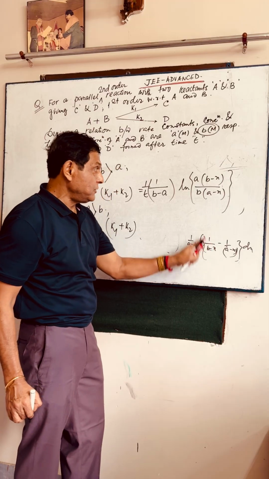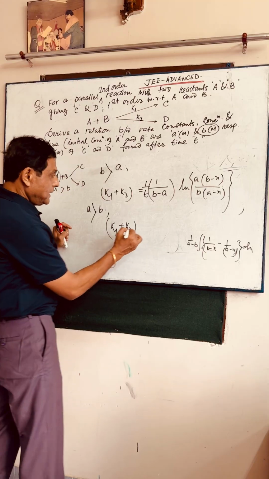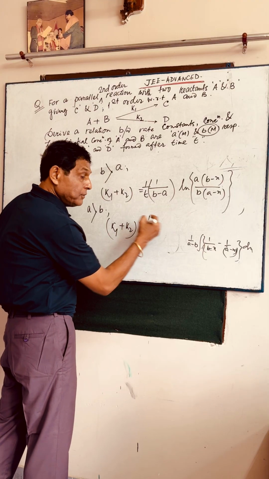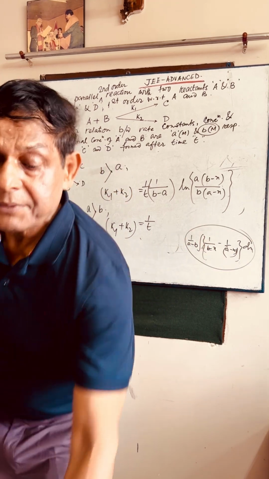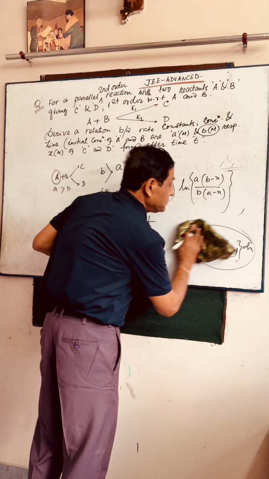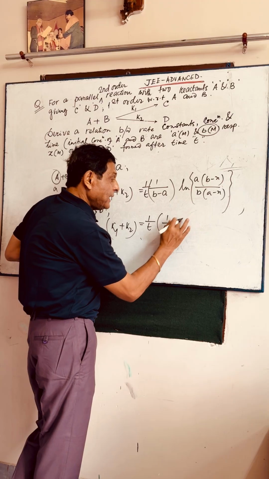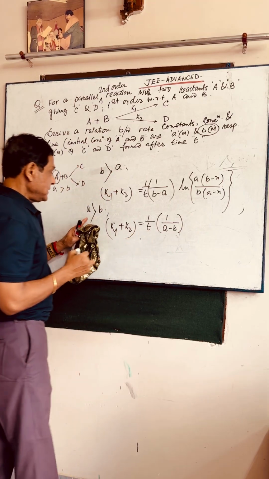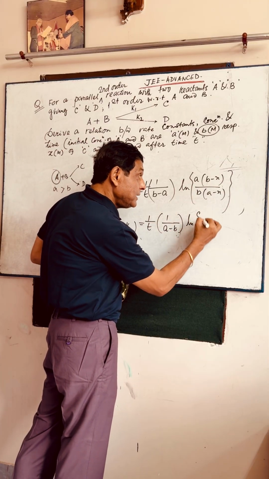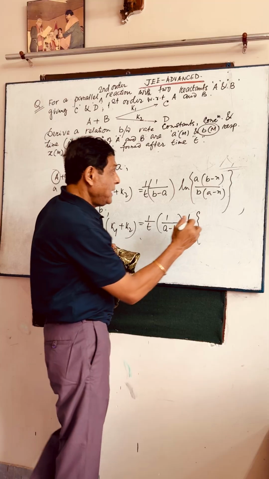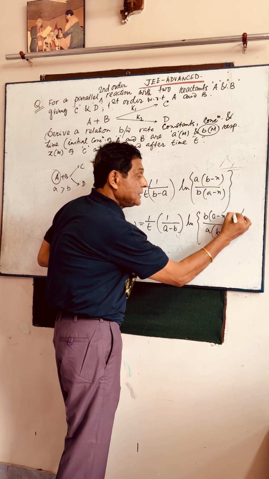So ultimately the result will be just the opposite. In place of A, it will be B. So K1 plus K2 equals 1 by T. You will do that integration this way: you take A minus B common, after that you separate the fraction. 1 by T into 1 by A minus B. If the concentration of A is greater than B, then ln, here it will be, you will see in detail at home, B into A minus X by A into B minus X.